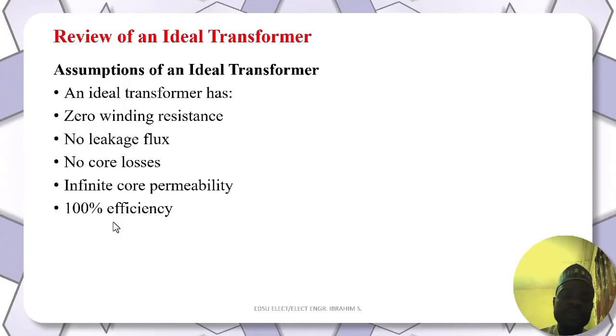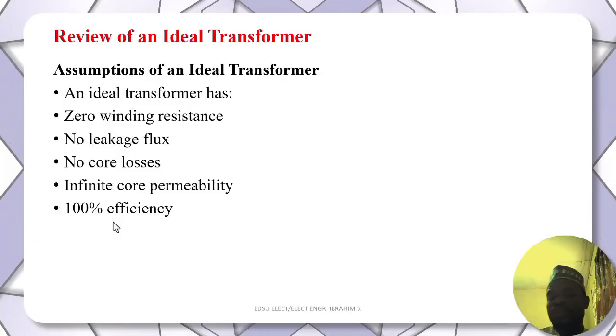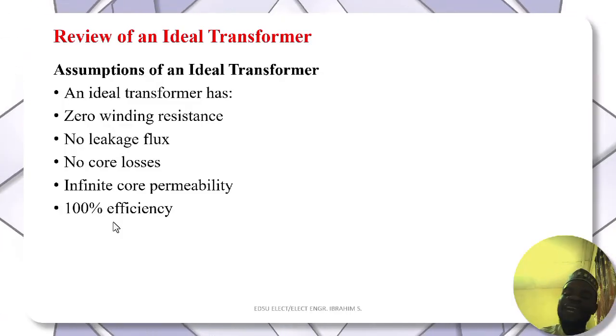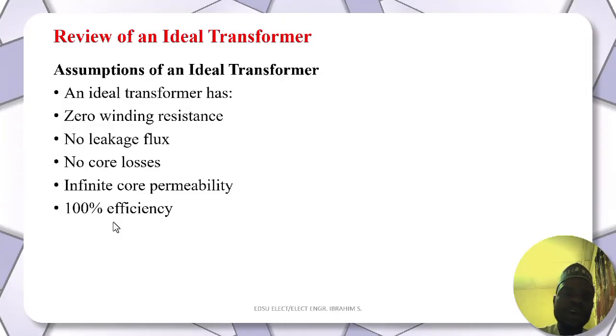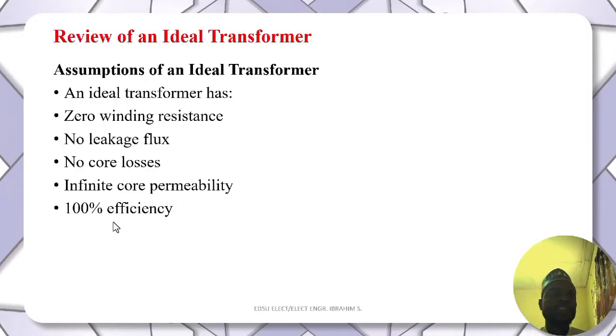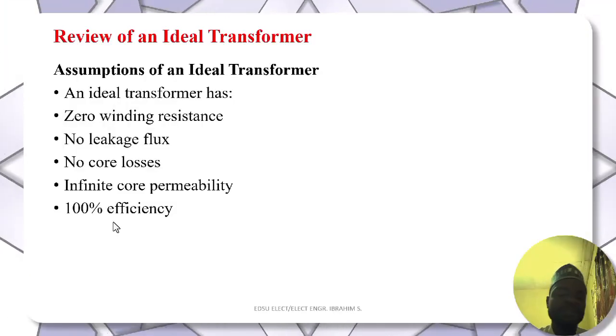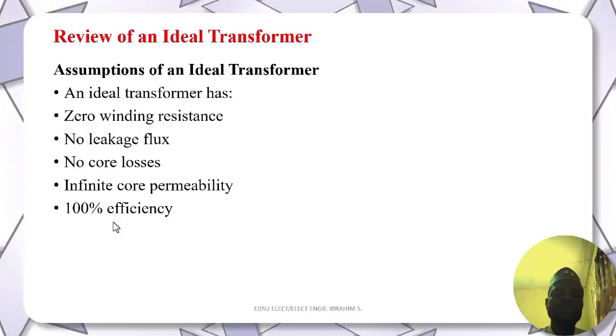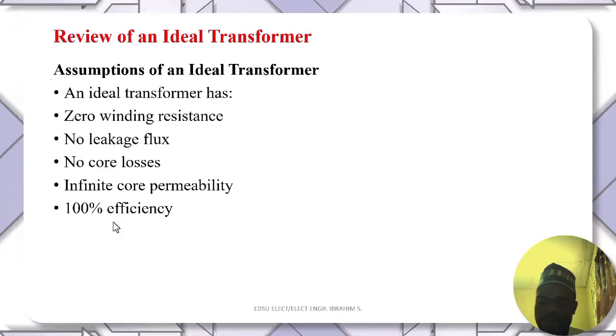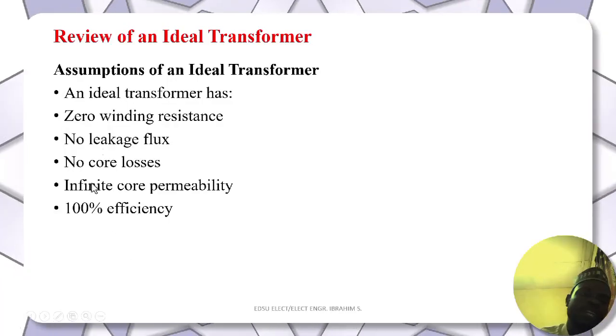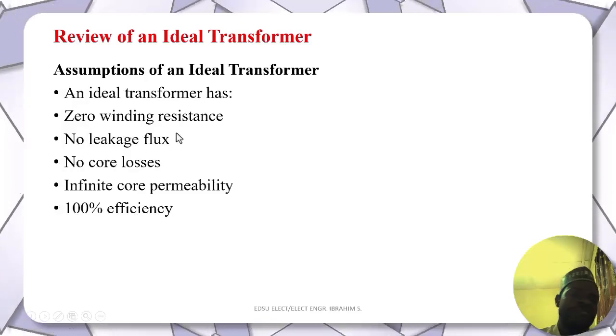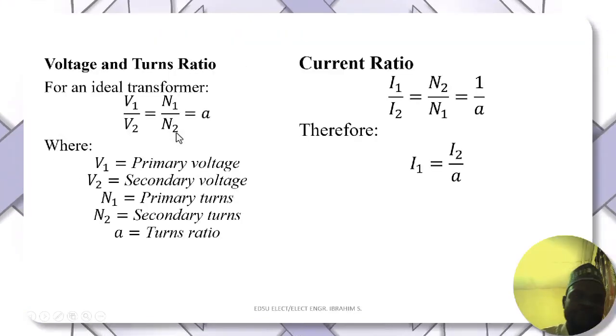Assume, they are just assumed. It means it's not even possible. So for a real transformer, or what a transformer is in practice, in reality, those things are definitely not possible. But normally these are some of the things that are assumed in a transformer in the ideal state.